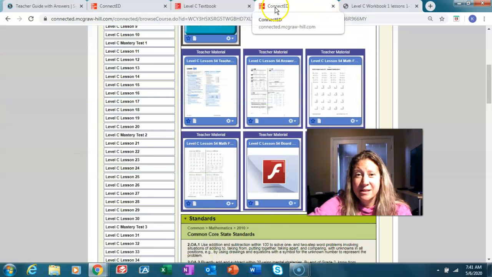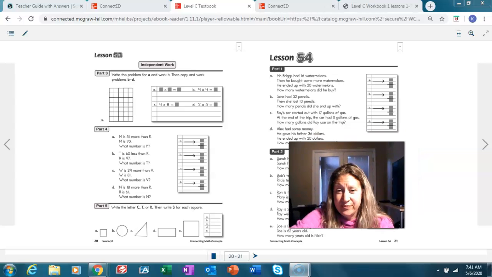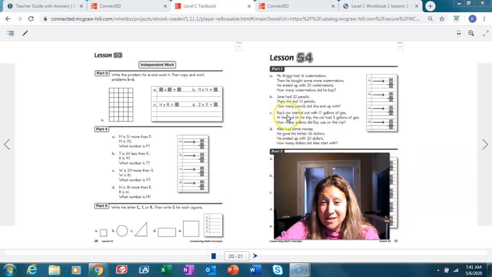Next. Ray's car started out with 17 gallons of gas. At the end of the trip, the car had 5 gallons of gas. How many gallons did Ray use up on the trip? So go ahead and make your number family with your first small number and E and S. Did you put 5 as your first small number?